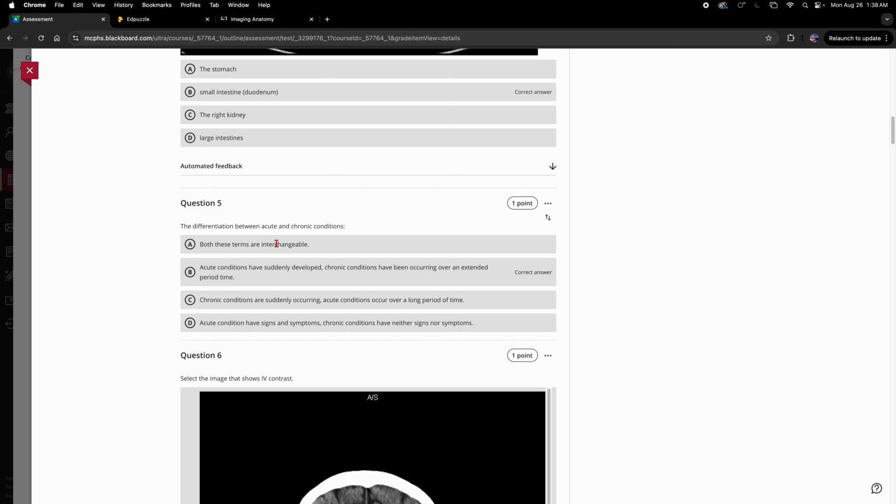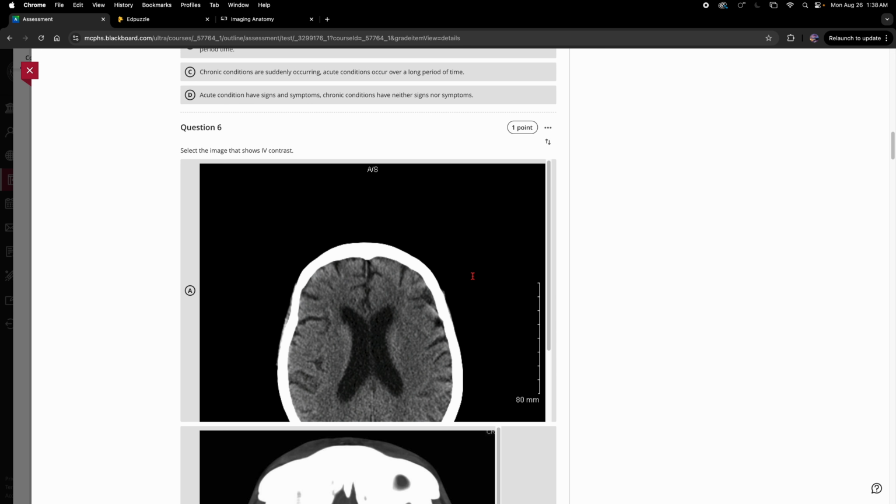The differentiation between acute and chronic conditions: both these terms are interchangeable, obviously not true. Chronic conditions are suddenly occurring, also not true. Acute conditions have signs and symptoms, whereas chronic conditions have neither, not true. Only option here is acute conditions are suddenly developed. Chronic conditions typically have been occurring over an extended period of time.